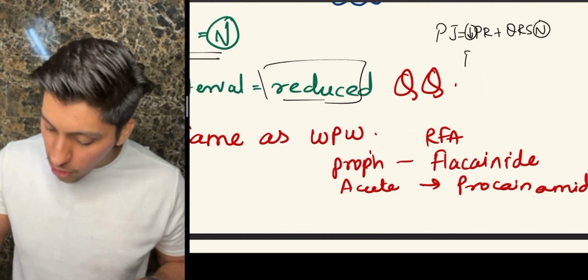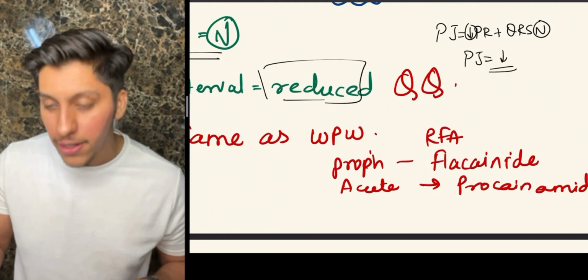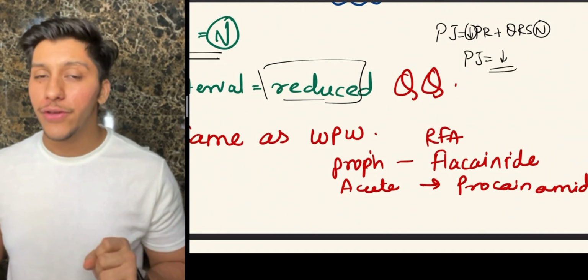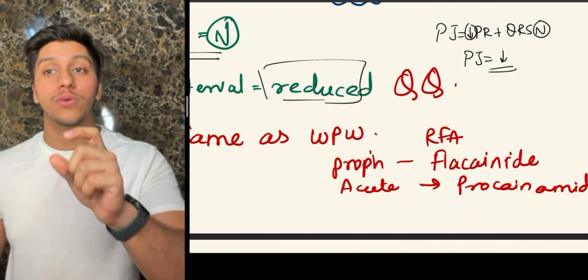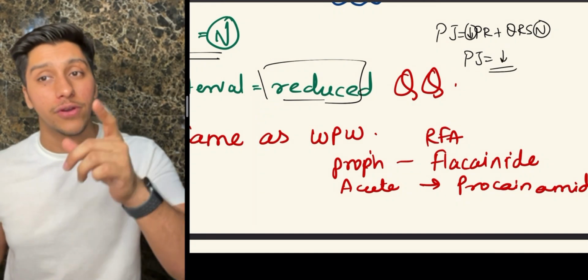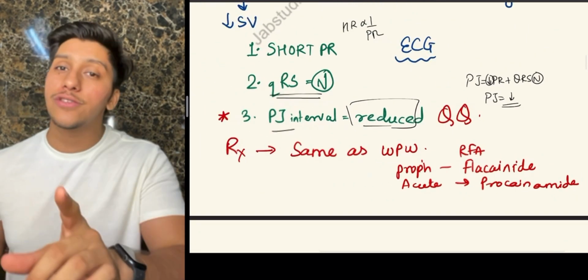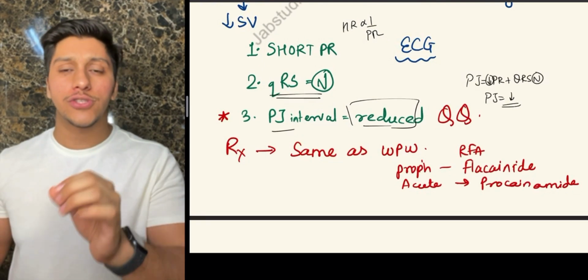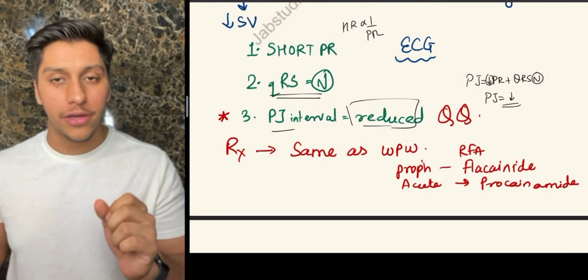So that is why, obviously, the PJ interval is also going to be less. I hope you understood the difference. In Wolff-Parkinson-White, the PJ was equal to normal because one was reducing, one was increasing. The management again is going to be the same. The treatment of choice is going to be RFA, radiofrequency ablation.